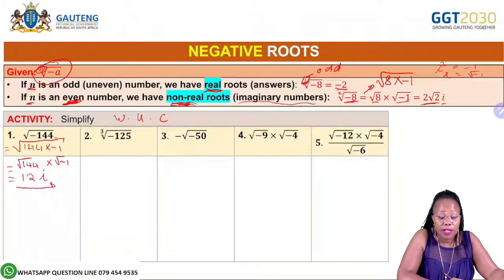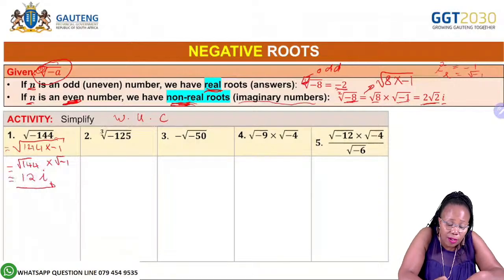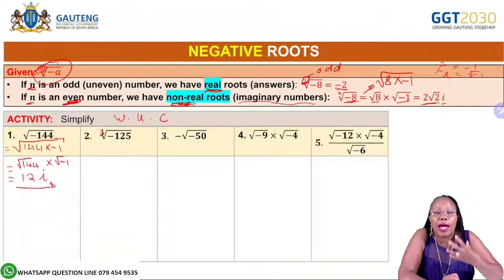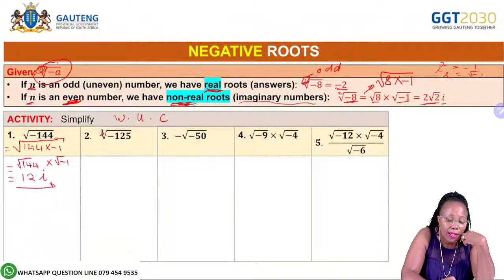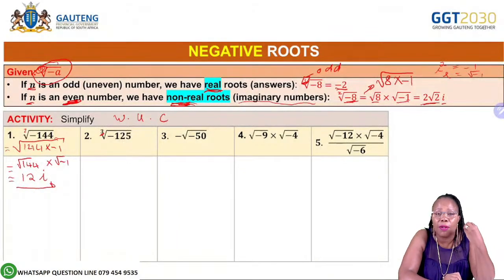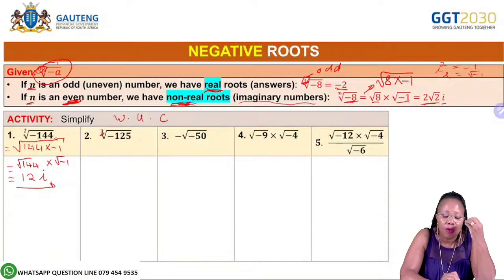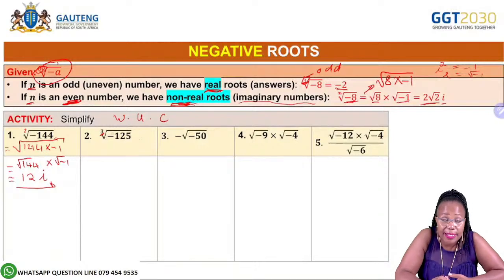Okay, and then the cube root now. Look at the root. This is odd. If it is odd, we are expecting a real answer now. Because number 1 was even, that is why the answer is an imaginary number. But with this one, we are expecting a real number because the root is odd. The value of n is odd, uneven.